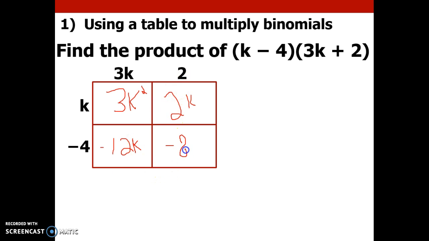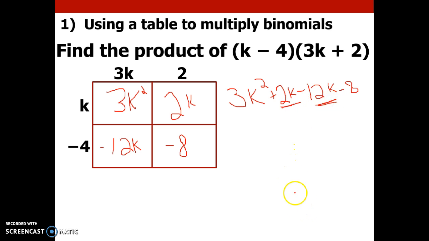Now, this would be the resulting polynomial I'd end up with. So I have 3k squared plus 2k minus 12k minus 8. But you might be saying, hold on, Mr. Guy, there's something going on here. Do you guys notice what's going on? You should see that you have like terms. A k here and a k here.